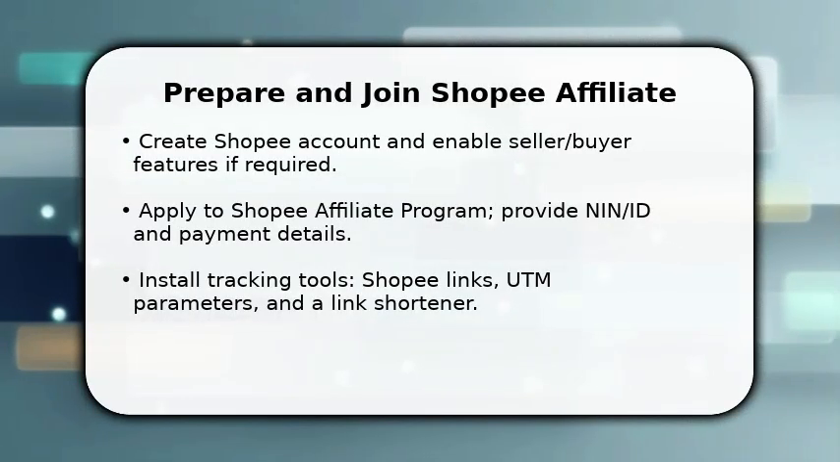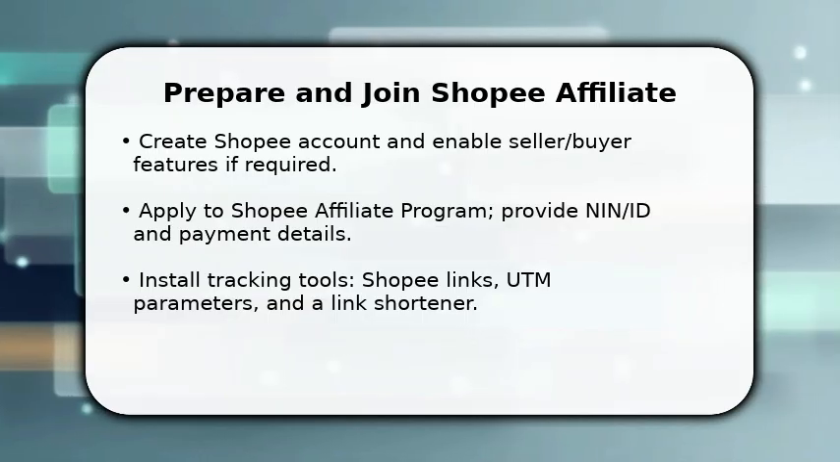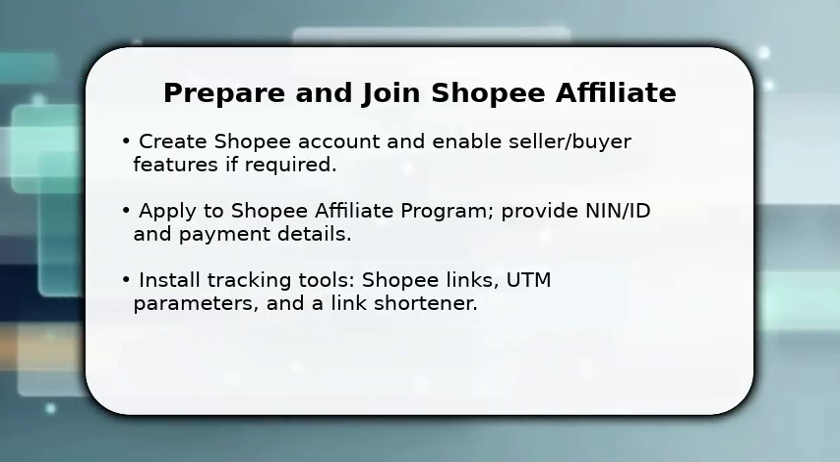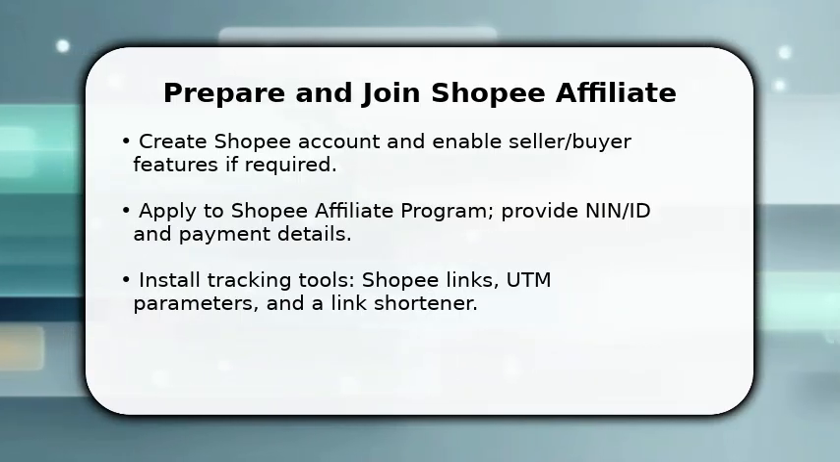You start by joining Shopee's affiliate program and linking a verified account. This is essential so commissions can reach you. Once accepted, set up your payment method and tax info so payouts won't stall. Then create a basic tracking system.